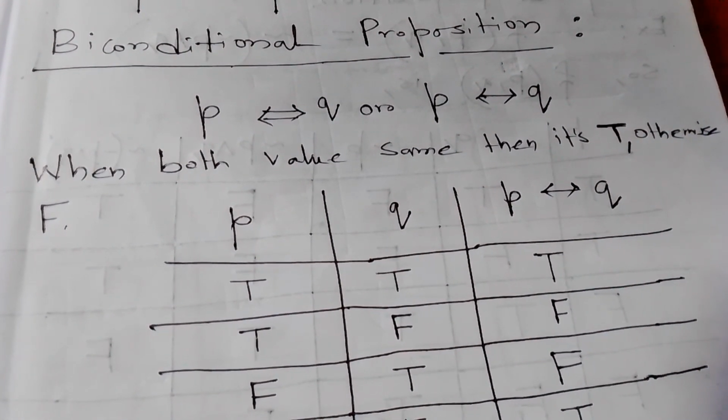So today we covered conditional connectives: the first one was implication, second one was converse, then contrapositive, then the inverse, and last I discussed biconditional proposition. So hope I have made you understand those topics, and my next part will be on simple and compound proposition.